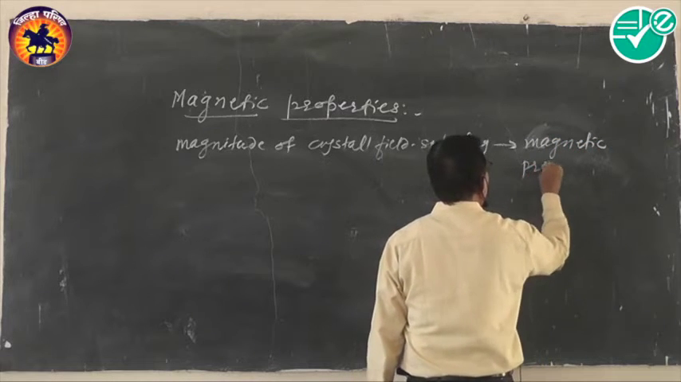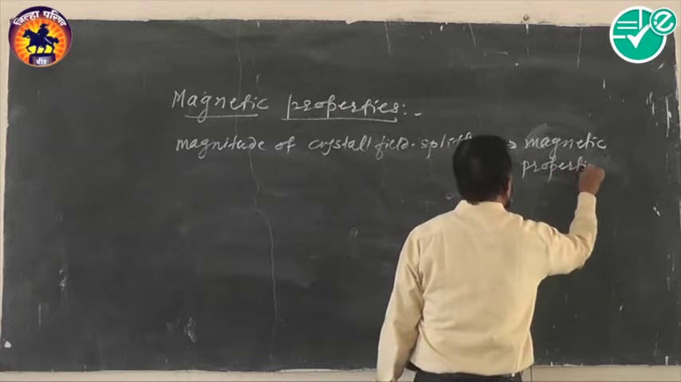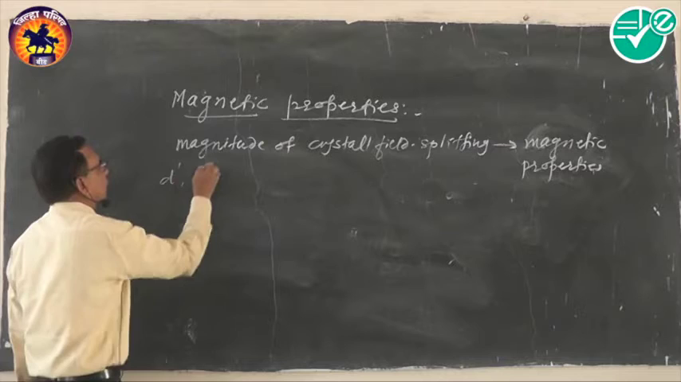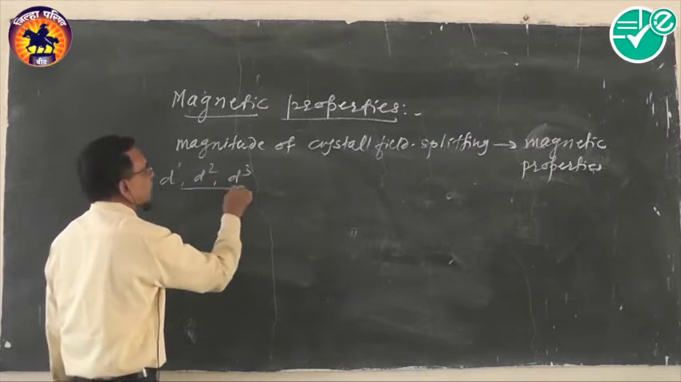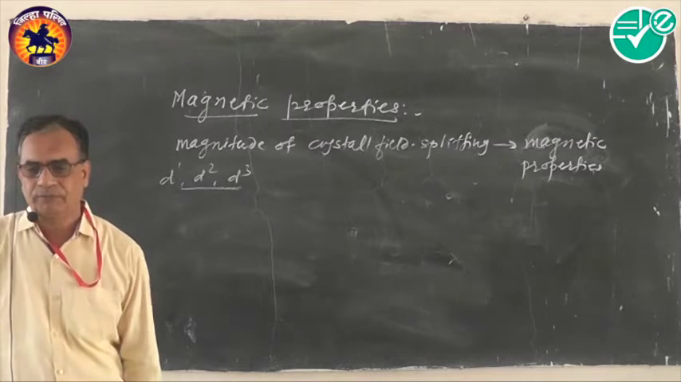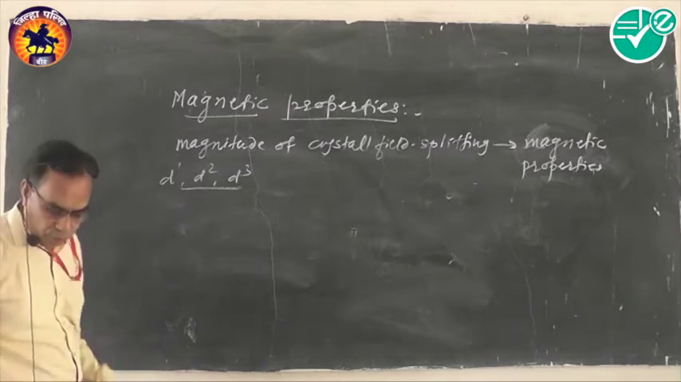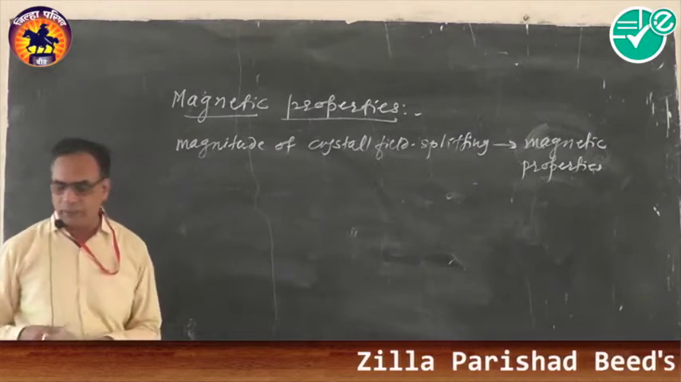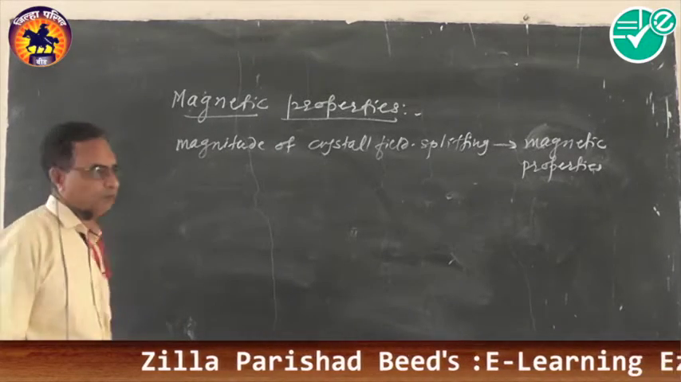Remember, in case of d1, d2 and d3, the magnetic properties are the same, that all these complexes are paramagnetic in nature. But from d4 onwards, the magnetic properties are well explained on the basis of crystal field splitting.